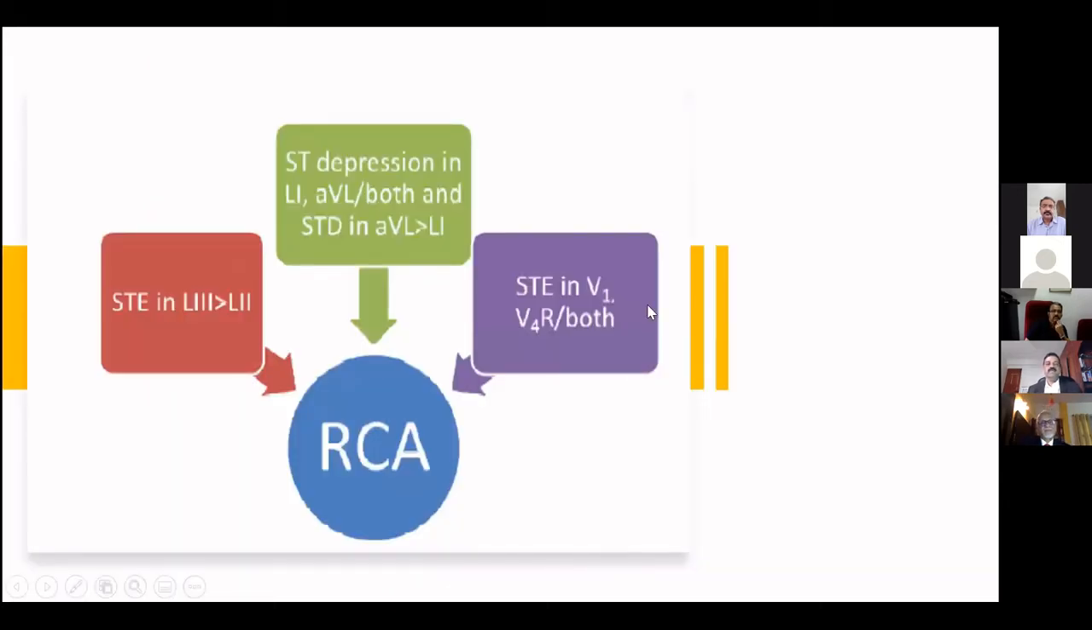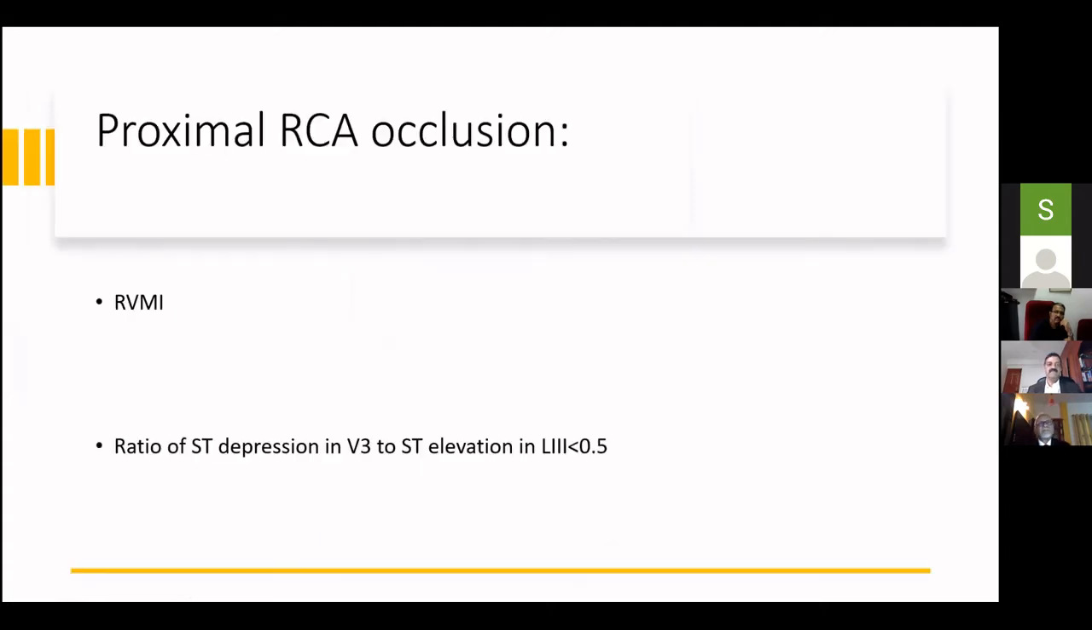So what will tell you you have an RCA infarct? ST elevation in lead 3 more than lead 2, ST depression in lead 1 and AVL, ST deviation in AVL more than lead 1, and ST elevations in V1 or V4R is something that tells you it's an RCA infarct.